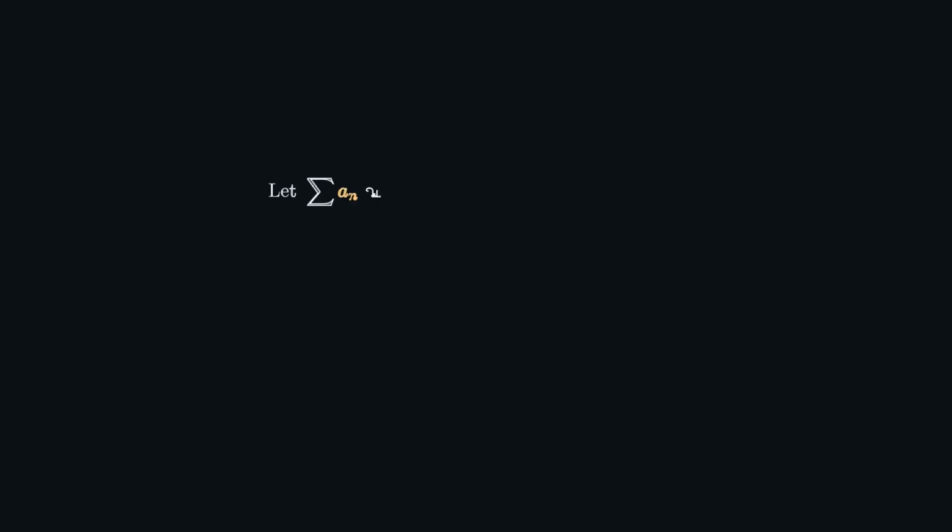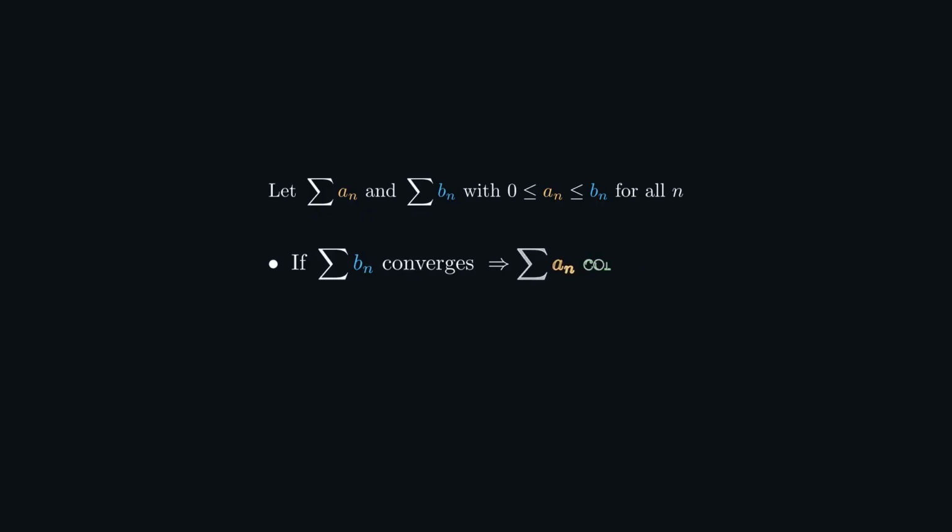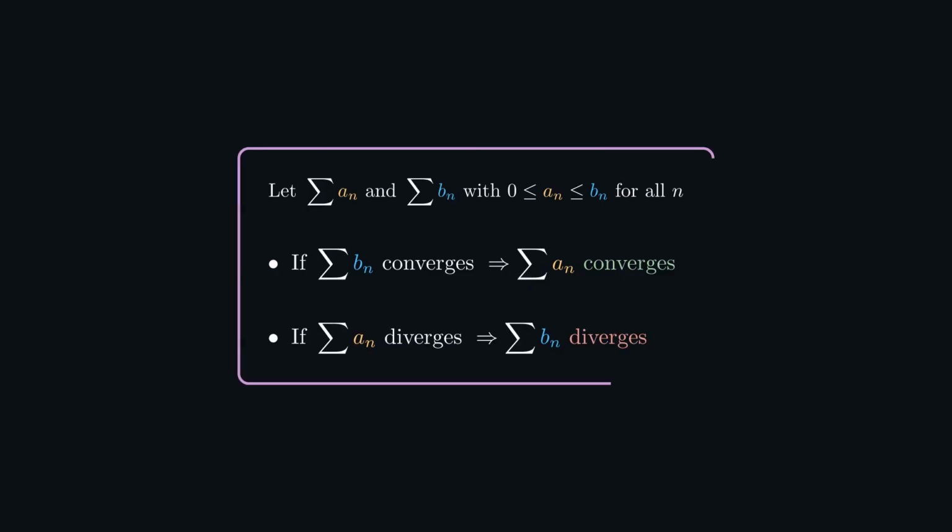explain this to you. Let the series, infinite series of a_n, and series adding up all the terms of a function b_n, with 0 less than or equal to a_n less than or equal to b_n for all terms n. Now, number 1, if b_n converges, then a_n converges. And if a_n diverges, then b_n diverges.